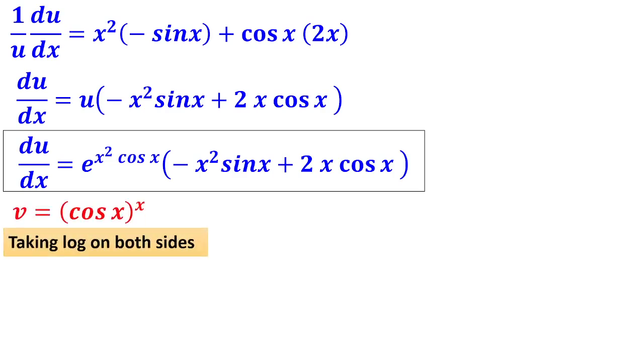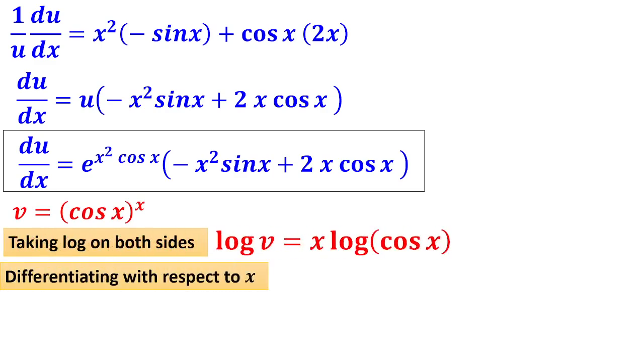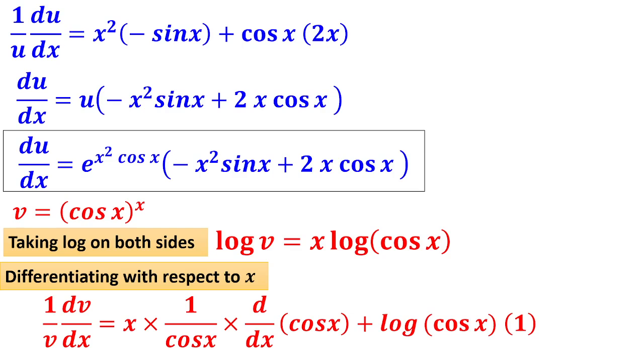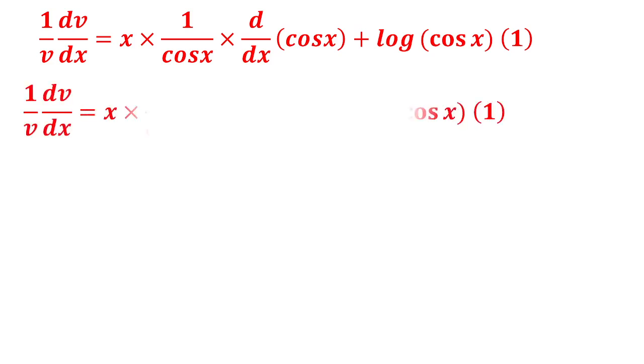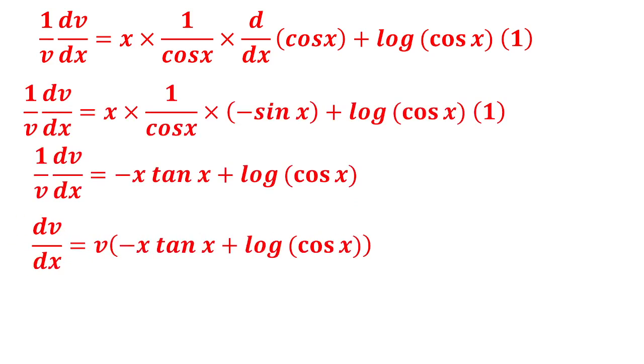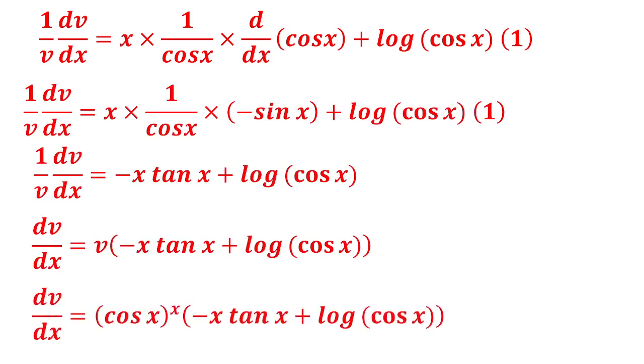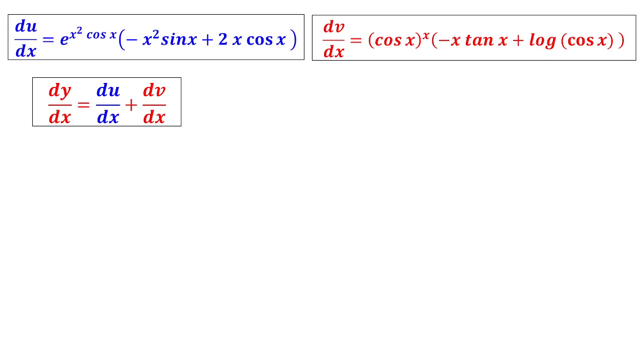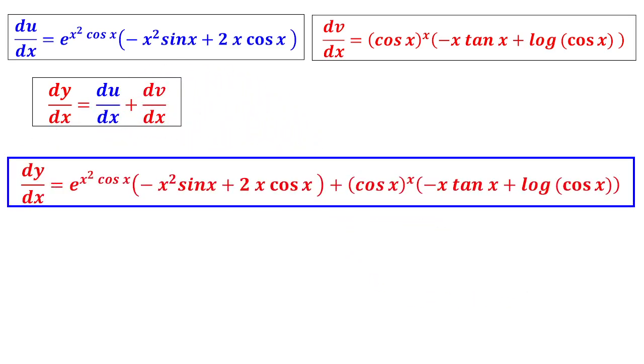V, I am taking log on both sides. It is x log cos x. Differentiate. 1 by v dv by dx is x into differentiation of log cos x, which is 1 by cos x into differentiation of cos x, plus log cos x into differentiation of x. By simplifying, it will be minus x tan x plus log cos x. Now v should be multiplied to the right hand side: cos x whole power x into minus x tan x plus log of cos x. Now we have du by dx ready, dv by dx also ready. Add them. This is the answer for dy by dx.